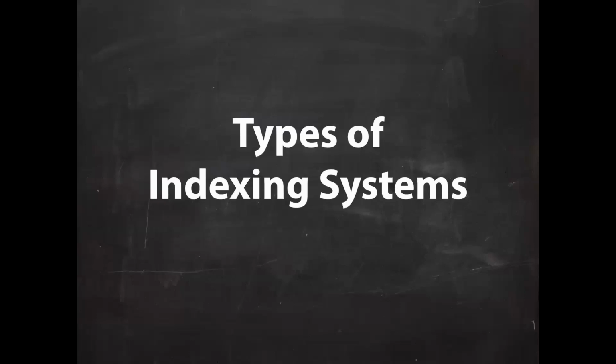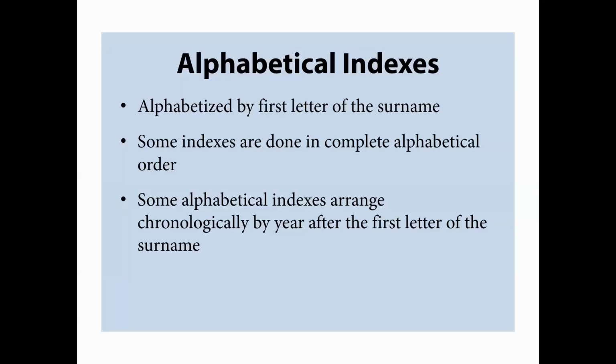A bulk of this presentation is going to talk about the different indexing systems that exist today, and we're going to largely focus on those that are used in the United States. The most common one you might see as you're looking at different types of records are what we call alphabetical indexes. So it's similar to what we saw with that county record book index, where they all started with the first letter of the surname, H.